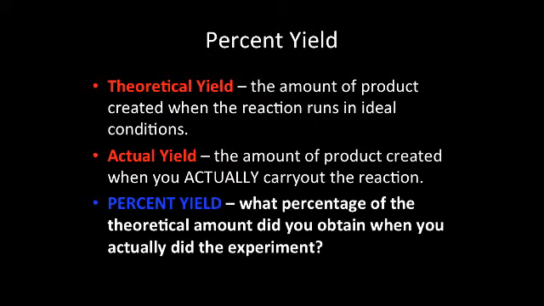When we get into the idea of percent yield, you're going to encounter a couple terms. First one is theoretical yield, and that's the amount of product created when the reaction runs in ideal conditions. So it's like it runs perfectly, and we all know that experiments never run perfectly, really, but the theoretical yield is the thing that we calculate in our gram-to-gram conversion bridges.